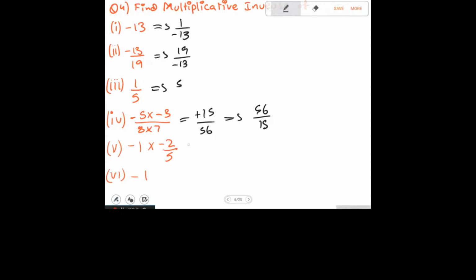Now minus 1 into minus 2 by 5 you have to simplify. It will be 2 by 5, whose multiplicative inverse will be 5 by 2, and minus 1's reciprocal will be minus 1 by 1, so it will become minus 1.